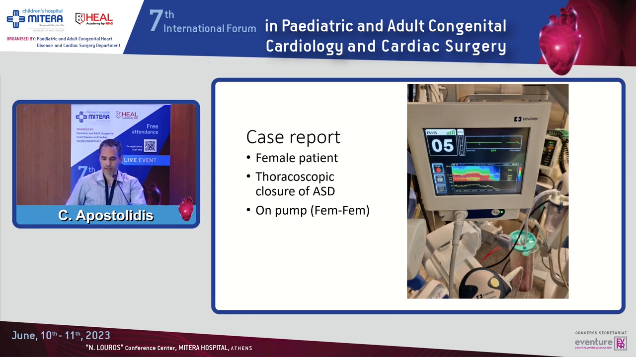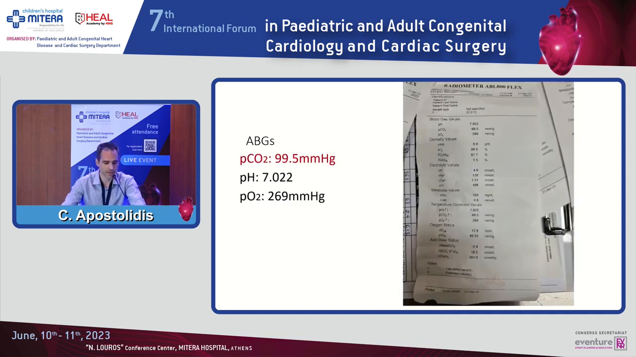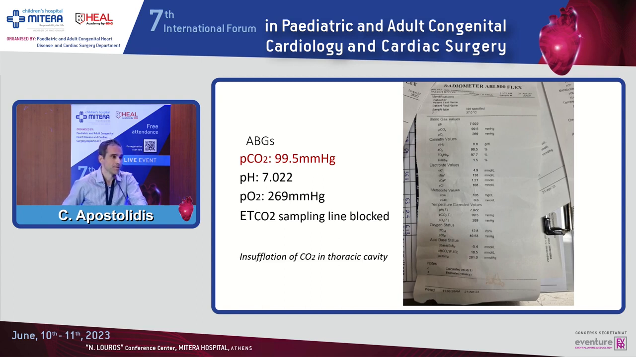So we took an arterial blood gas, and as you can see, there was an increase in carbon dioxide, 99.5 millimeters of mercury. So there was an insufflation of CO2 in the thoracic cavity because we had a thoracoscopic operation. The atrium was wide open, so the carbon dioxide was absorbed in the venous circulation, and then we had this depression of the EEG, so CO2 narcosis, as we say.